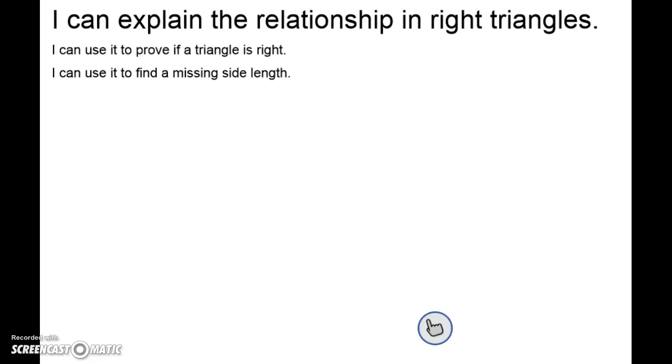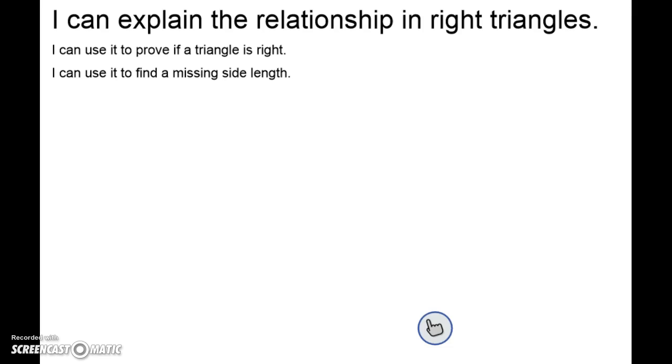In this video, we're working on being able to explain the relationship that occurs in right triangles. Once we find that relationship, we're going to use it to prove if a triangle is right or not. And then we're also going to use it to find the missing side length of a known right triangle.